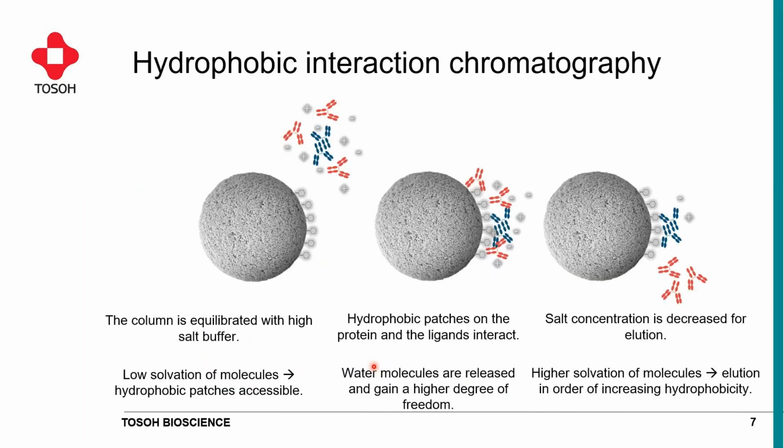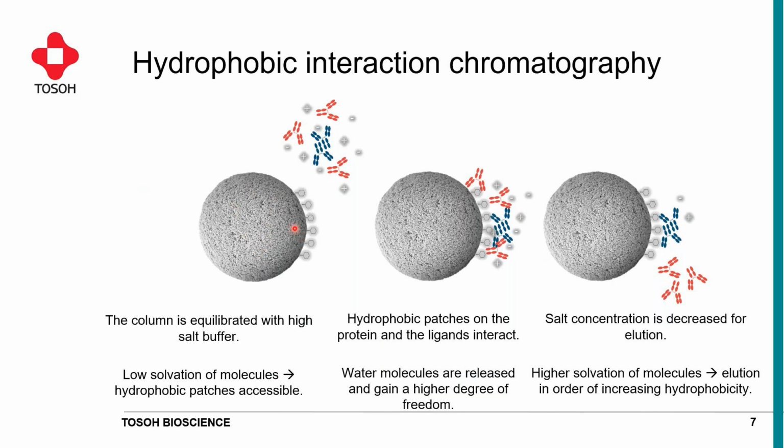Now, just a very short reminder on how hydrophobic interaction chromatography works. Why can we separate by hydrophobicity? What we do is we inject our sample, the antibody-drug conjugate sample, in a very high salt concentration buffer onto our stationary phase.